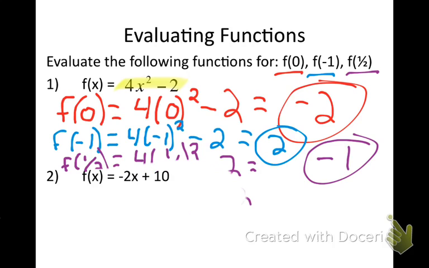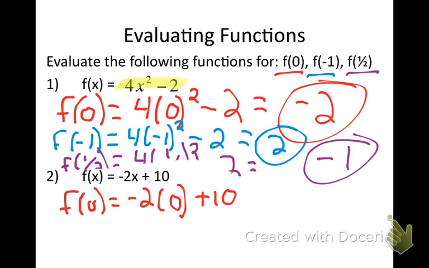All right, let's try the next one here. I'm going to evaluate for the same functions. I have f of 0 equals negative 2 times 0 plus 10. Negative 2 times 0 is what, Reagan? 0. Plus 10. My output is 10 there. Nice job.